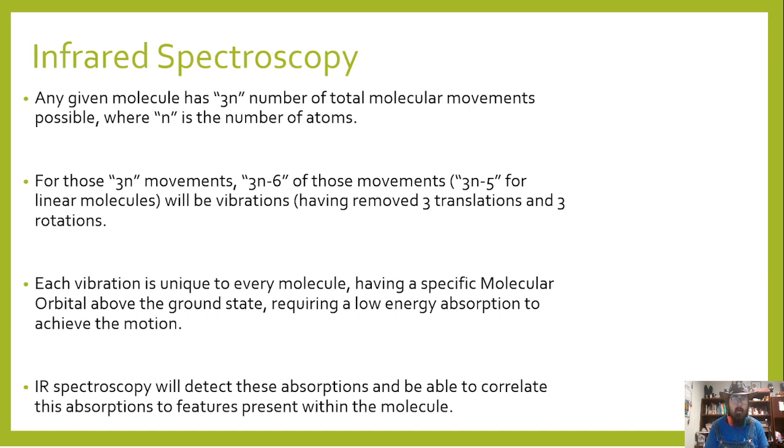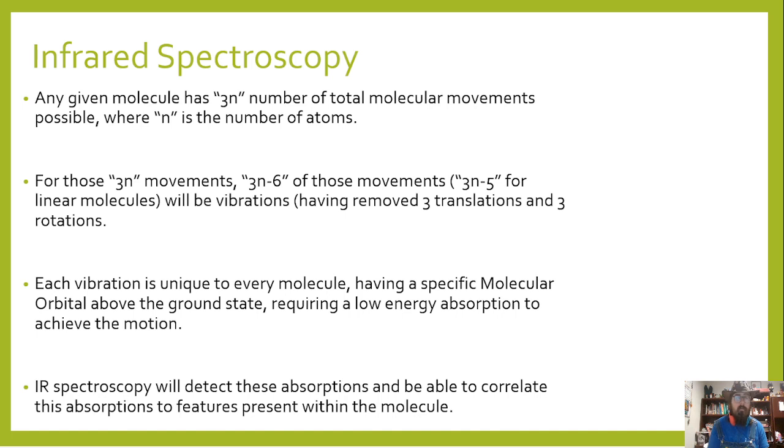Any given molecule has a 3n number of total molecular movements, where n is the total number of atoms. So, a single atom only has 3 movements: up, down, left, right, front, back, the translation in the x direction, y direction, and z direction. A molecule with 2 atoms can have 6 things it can do. And so on, 3 can have 9, so on.